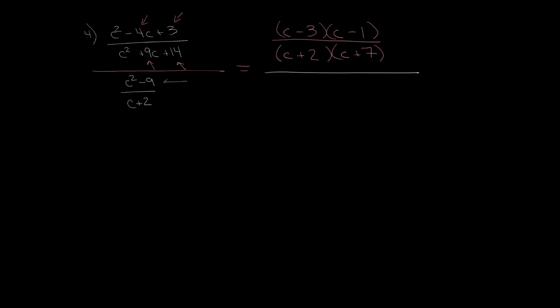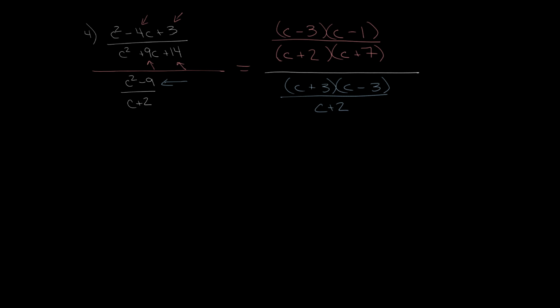So right here we have a difference of squares. All right. So if we factor that, what times what is c squared? C times c. What times what is 9? 3 and 3. One has to be positive, one has to be negative. And that's over c plus 2. So now everything is factored.